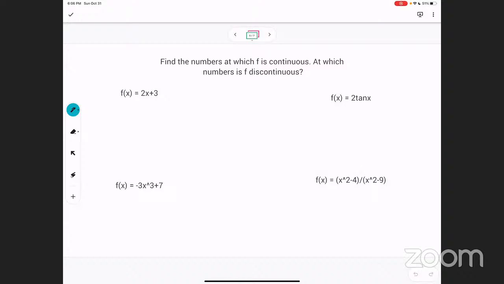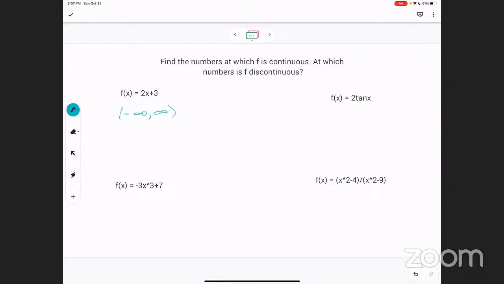Okay, find the numbers at which f is continuous. At which numbers is it discontinuous? So number one, this first one is everything, right? It's continuous everywhere. The first one. So it's continuous from negative infinity to infinity.